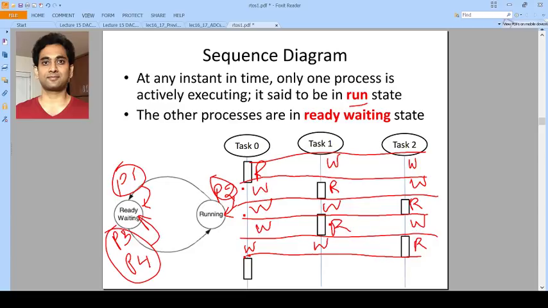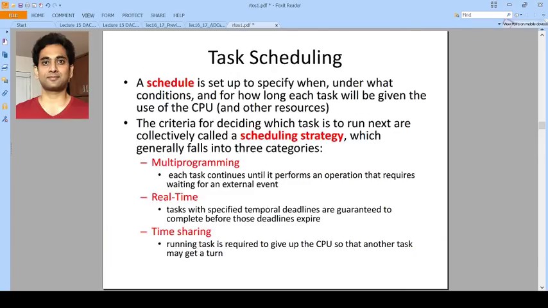So the bottom line again is the processor is shared among these different tasks, and when a task is not running, it is in the waiting state. Now, an important consideration is when there are multiple tasks, how are they scheduled? The question really becomes, which task has to be scheduled ahead of the other tasks? Which task has higher priority?